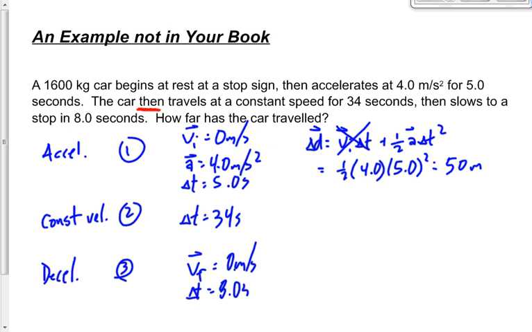Stage B, what are we going to do? I don't care about the answer right now. I just care about what we are going to do. What kind of a problem is stage B? It's traveling at a constant velocity.